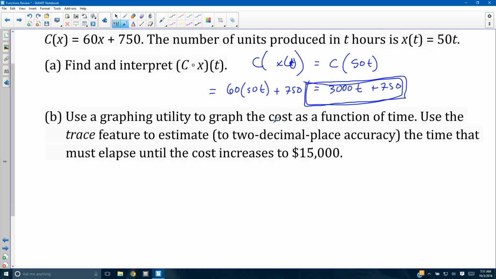Part B, use a graphing utility to graph the cost as a function of time. Use the trace feature to estimate to 2 decimal places the time that must elapse until the cost increases to $15,000. So what we're going to do is make 2 different graphs here. We'll only use this function here. We can skip this one completely and just talk about this cost as a function of time, C of x of t. And we're going to graph that one for a y equals equation in our graphing calculator. And then there's another one right here. So this is y equals that, and then we have another one of y equals 15,000. We have to find out where these 2 things intersect. That's the idea. What value of t gives you $15,000, the same value for y out?